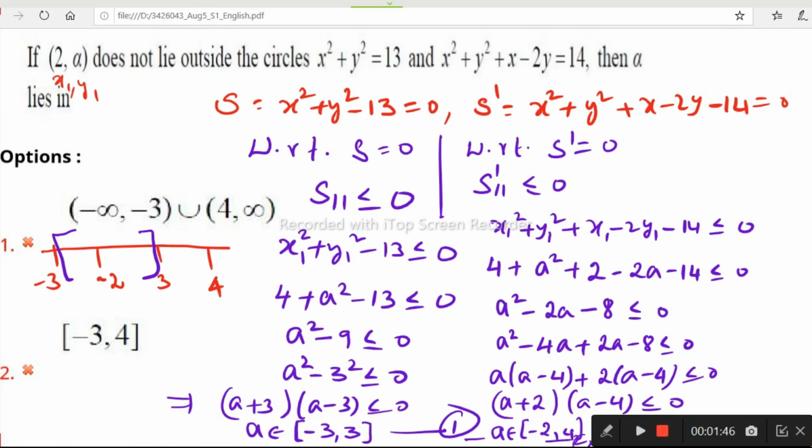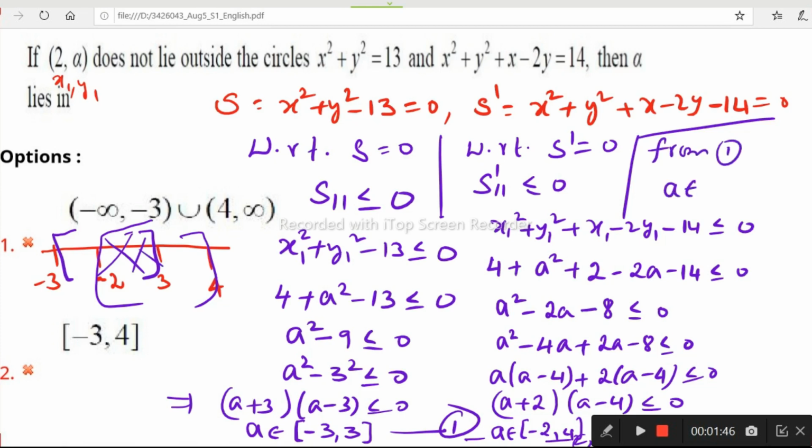And what is equation 2? According to equation 2, it is a closed interval minus 2 to plus 4. Minus 2 to plus 4 means we can close the interval from minus 2 to plus 4. What can you observe from this? Yes, the common solution is this part. What is that? Minus 2 to 3. So from 1 and 2 clearly, the range is a belongs to minus 2 to 3. Is it clear? You just have to concentrate on the number line to collect the common solution.